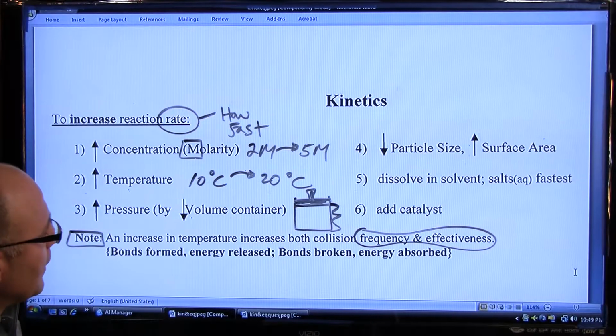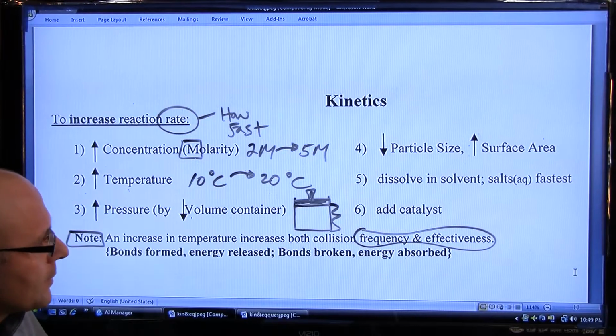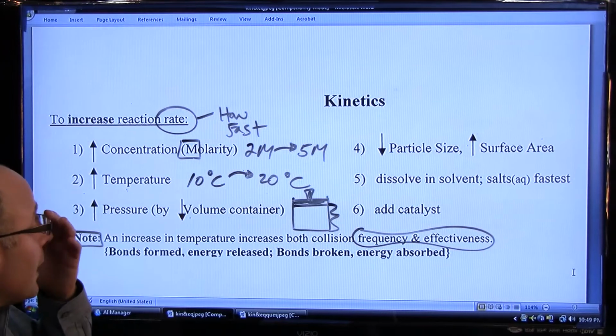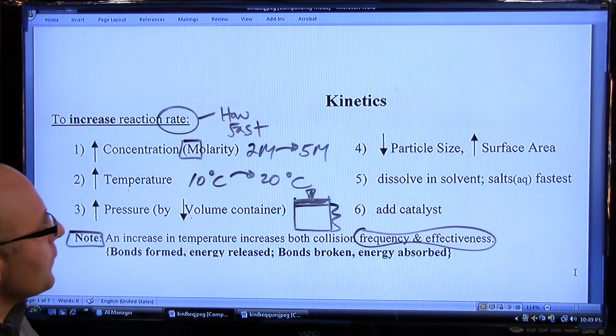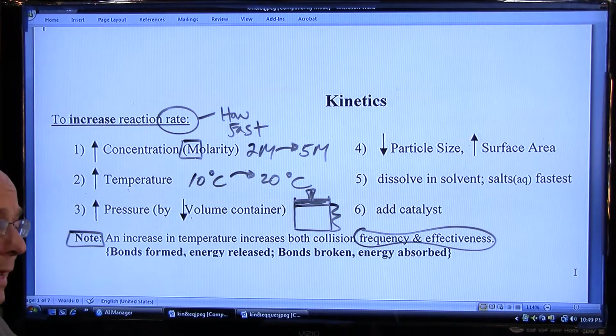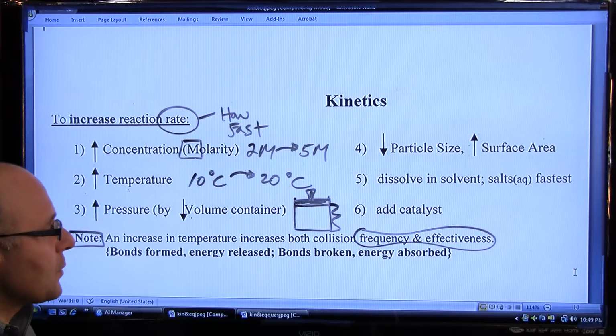Okay, another factor that you can manipulate is particle size. If you decrease the particle size of reactants and thereby increase the surface area, that would increase the rate. The reason for that is because there'll be more contact or more collisions per second.